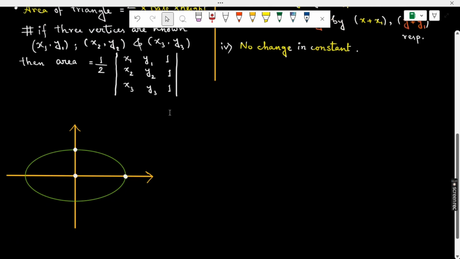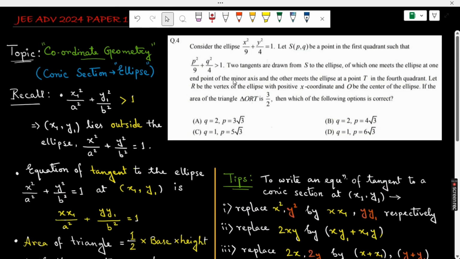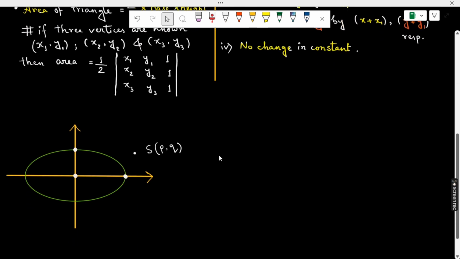Here I have drawn the ellipse. Now let's take the point S. S is outside the ellipse, so let's take S here because it is in the first quadrant. So S, that is P, Q, should be here in the first quadrant and outside the ellipse. Now we have to draw two tangents. One tangent meets the ellipse at the end point of the minor axis and the other in the fourth quadrant. So the end point of the minor axis means this one.